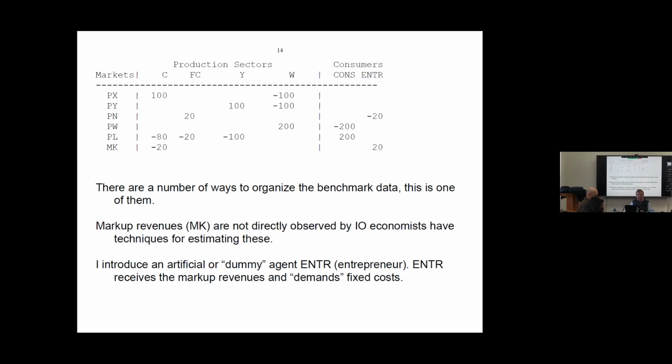So if the economy expands, the markup revenues are going to expand. Entrepreneur's income is going to expand. He's going to expand his demand for fixed cost, which is entry. N goes up. Is that reasonably clear? Okay.